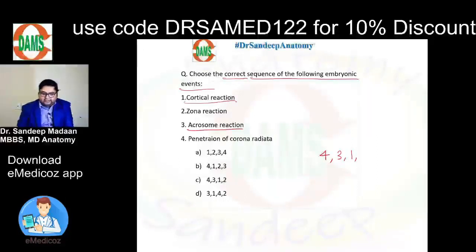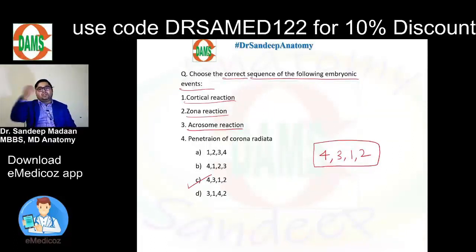cortical, the last will be the zona reaction, which will prevent polyspermy. So the answer to this question is 4, 3, 2, 1. That is penetration of the corona radiata, then acrosome reaction, then cortical reaction, and finally zona reaction. Is that okay? Is it clear now? Yes?